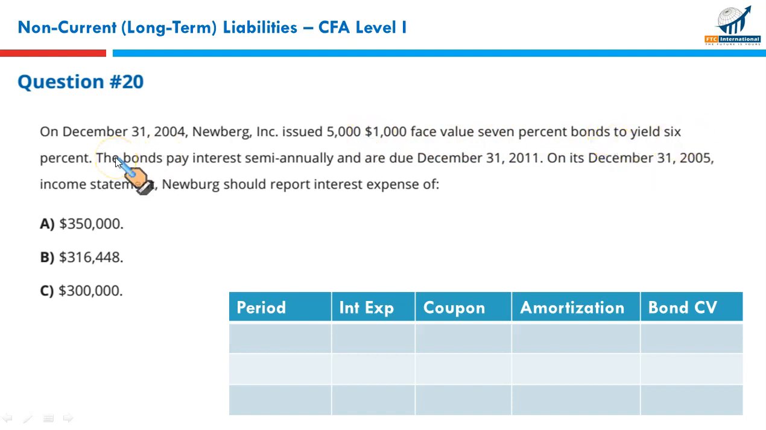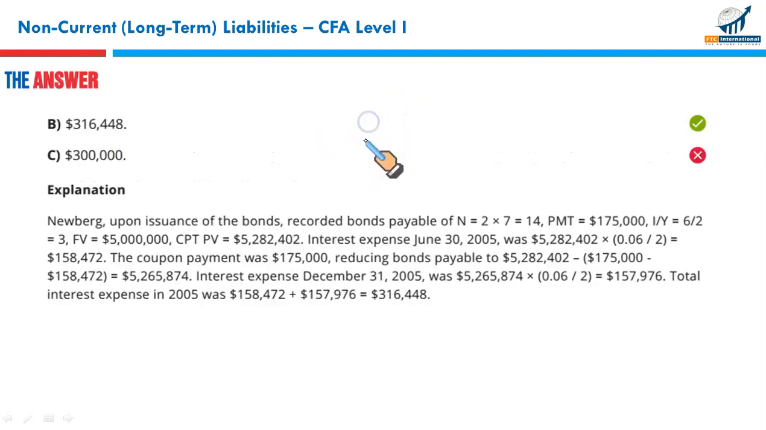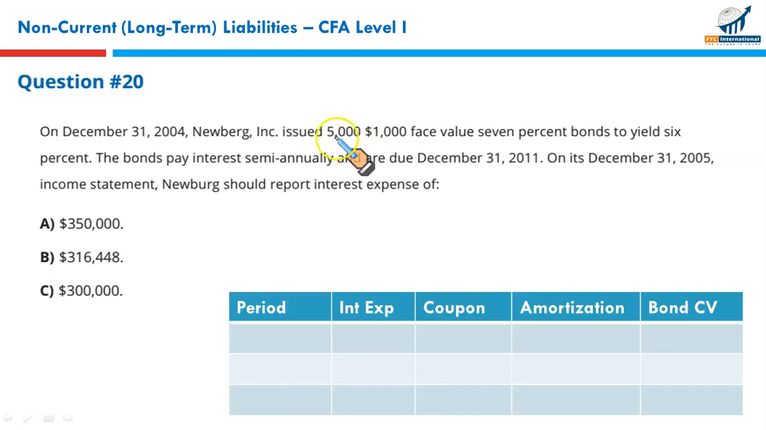Now, some important information we must extract right now. First of all, there are 5,000 bonds, each with par of 1,000. It means the total amount involved is 5 million. 5,000 times 1,000. So the total amount, the face value, is 5 million. Par value, future value, 5 million.